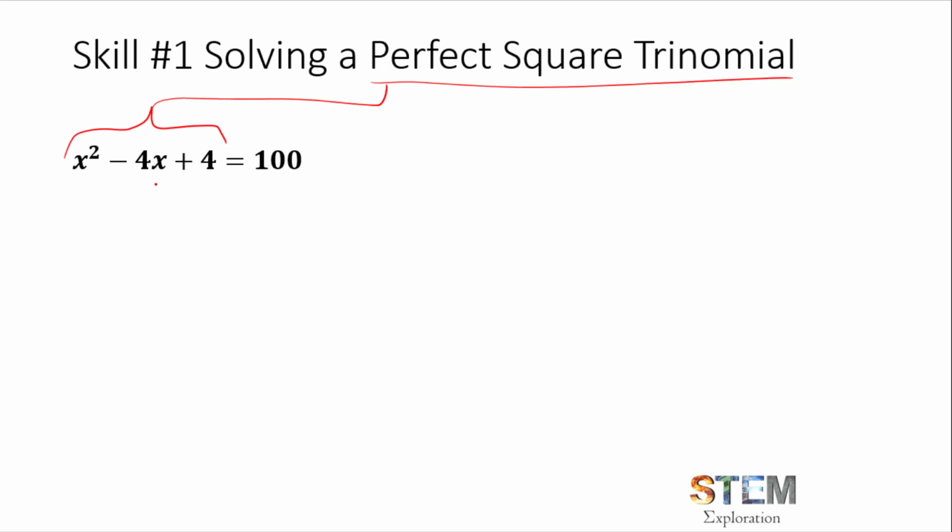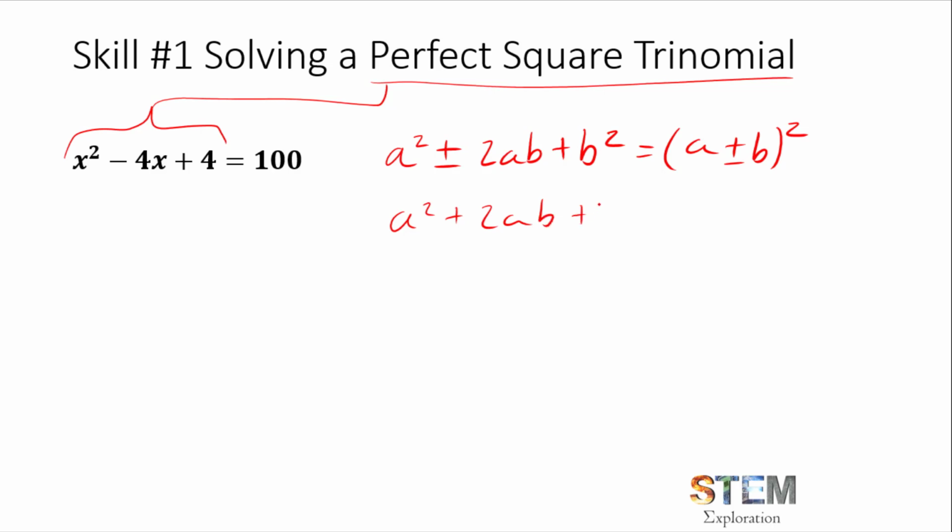So really what you're trying to do is take an equation like this, which fits into the perfect square trinomial format, that is a squared plus or minus 2ab plus b squared, and this is equal to (a plus or minus b) squared. If you haven't seen this before, the plus or minus just indicates that a squared plus 2ab plus b squared is equal to (a plus b) squared, or a squared minus 2ab plus b squared is equal to (a minus b) squared.